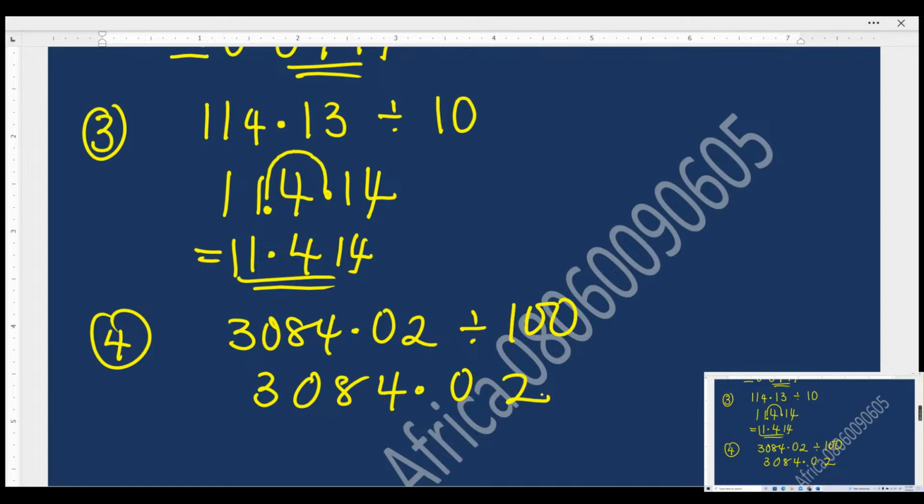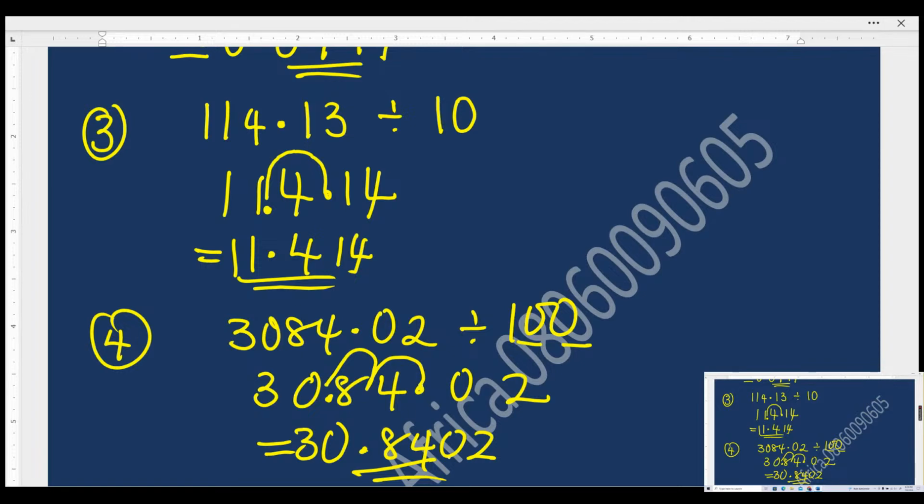Now, how many times? Our divisor has 2 zeros. 100 means 10 raised to power 2. So I will move my decimal point in this question 2 places to the left. The reason we are moving twice is because the 100 that we have as a divisor has 2 zeros. So that will be 1 and 2. So this is the new place for my decimal point. The answer is equal to 30.8402.